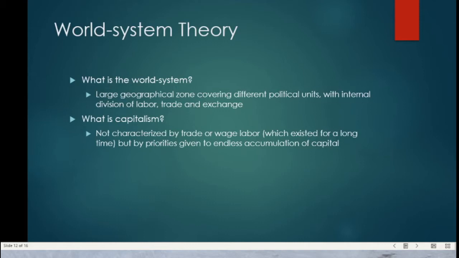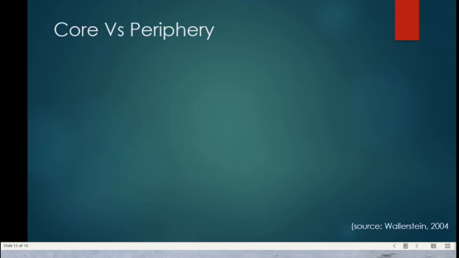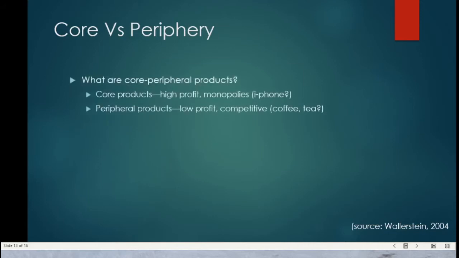This endless accumulation of capital has to be supported by governments, regulations, and trade policies, in order to achieve a kind of quasi monopoly to maximize profit. So he advanced the concept of core versus periphery countries, products, and processes. He also has a category of semi-periphery, which basically means a mixture of core and peripheral characteristics. So what are core and peripheral products?